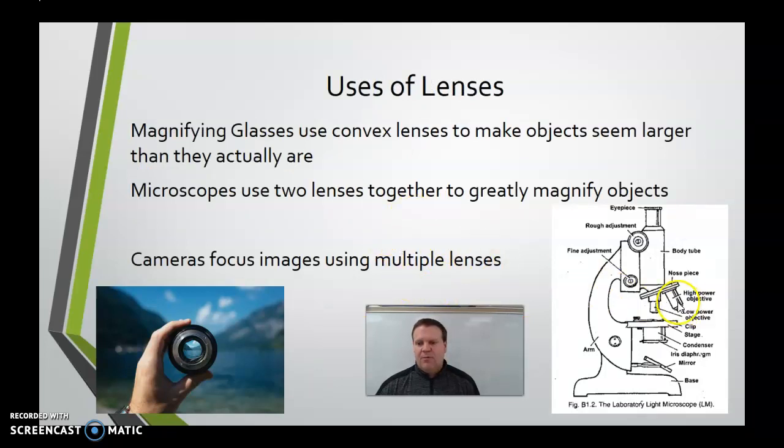Microscopes, they use multiple lenses to get the objects to get bigger and bigger and bigger. Cameras, obviously, they're going to use lenses too, that focus it in order to get a nice crisp image of something that's going to be far away. So different objects, obviously, are going to use different types of lenses there to do whatever it is that needs to be done. So different types of lenses need to be utilized to make an object do what it's intended to do.